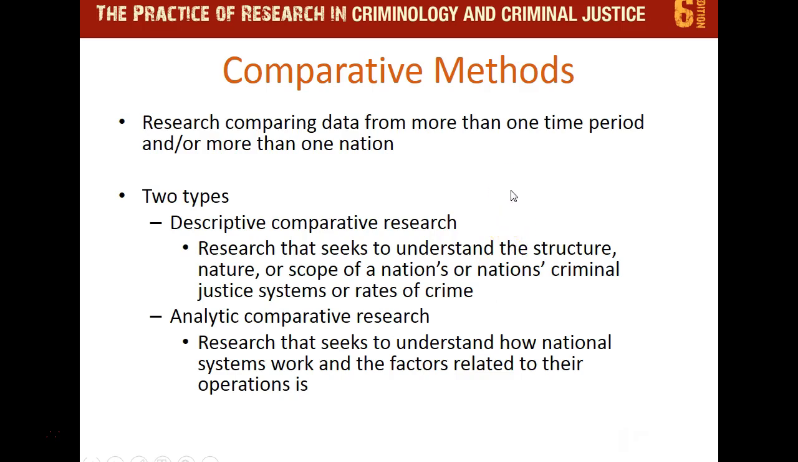Comparative methods. This is research that's comparing data from more than one time period and/or more than one nation. So there are two types of comparative methods, the descriptive and the analytic. Descriptive is research that seeks to understand the structure, nature, or scope of the nation's or nations' criminal justice systems or rates of crime. If you're evaluating, let's say, trafficking in the United States and trafficking in Sweden, you would do a descriptive comparative research. The analytic is research that seeks to understand how national systems work and the factors related to their operation.